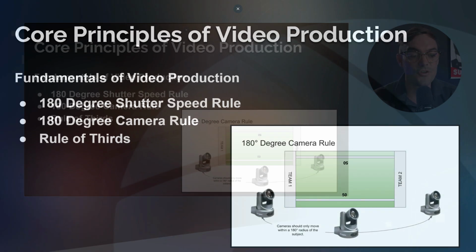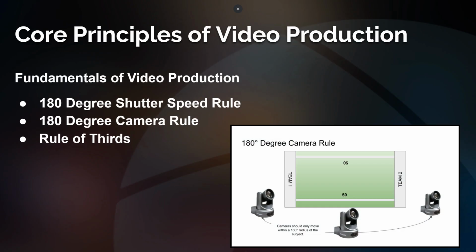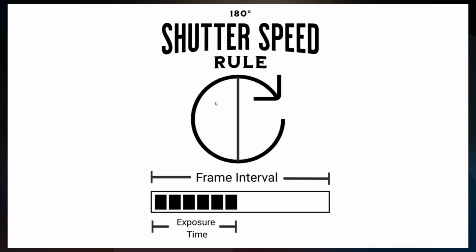All right, so some of the core principles we'll go over. One is the 180-degree shutter speed rule, which allows you to get a really natural video, and I want to talk a little bit about that. We'll talk about the 180-degree camera rule. We'll talk about the rule of thirds, and then we'll just continue on so that you don't leave this course without some of the core fundamental principles of video production.